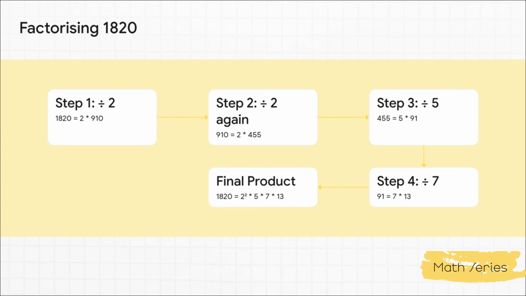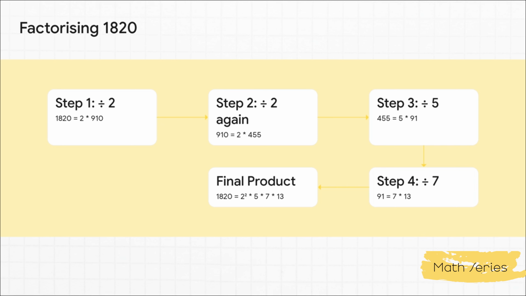So, let's actually see how this works in practice. We take a number, say 1820, and we just start breaking it down. We divide by the smallest prime that fits, which is 2. Then we do it again. Then we move on to 5, then 7, and we just keep going over and over until we can't go any further. And what are we left with? 2, 2, 5, 7, and 13. That is its unique prime fingerprint.